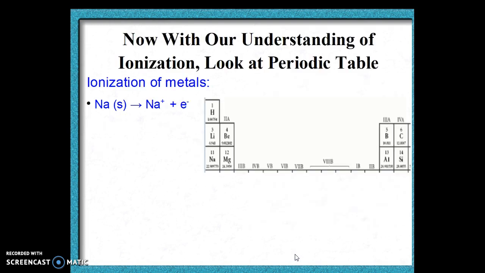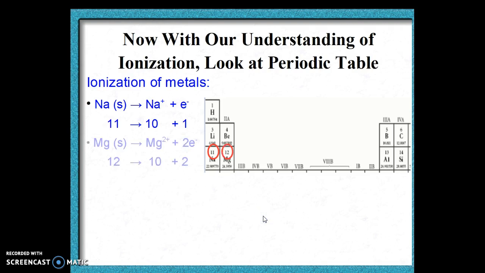Now, with our understanding of ionization, the making of ions, we look at the periodic table. And we see that the metals are able to ionize, that is, lose electrons. Sodium loses 1 electron to become Na+, that's the charge. Well, we look at that and we see it's got 11 electrons as a metal, but only 10 as an ion, and therefore it's lost 1 electron to get 10 total electrons.